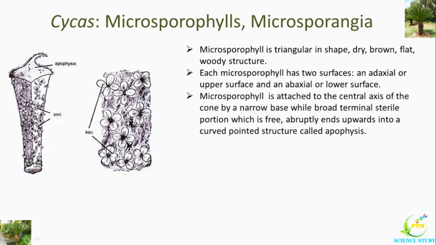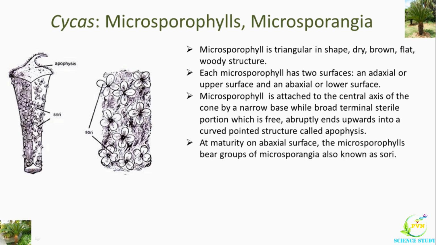The microsporophyll is attached to the central axis of the cone by a narrow base, while the broad terminal sterile portion, which is free, is known as the apophysis. It is a curved and pointed structure. At maturity, on the abaxial or lower surface, the microsporophylls bear groups of microsporangia.